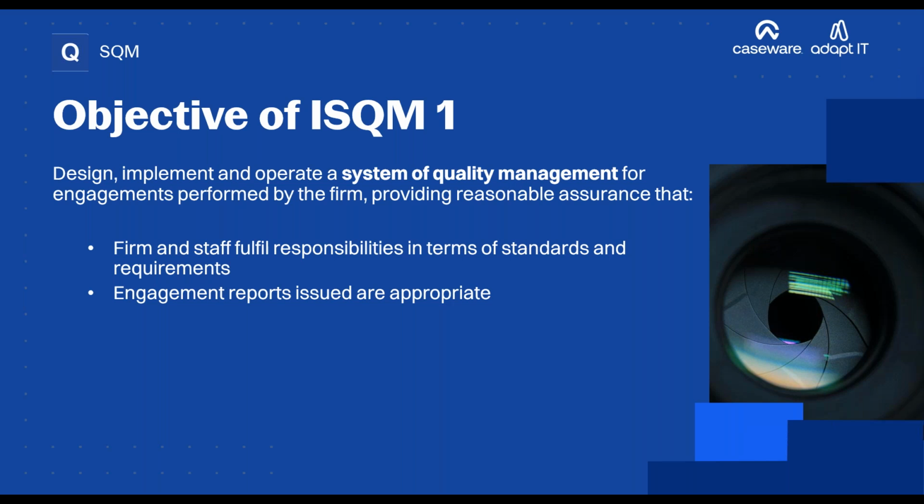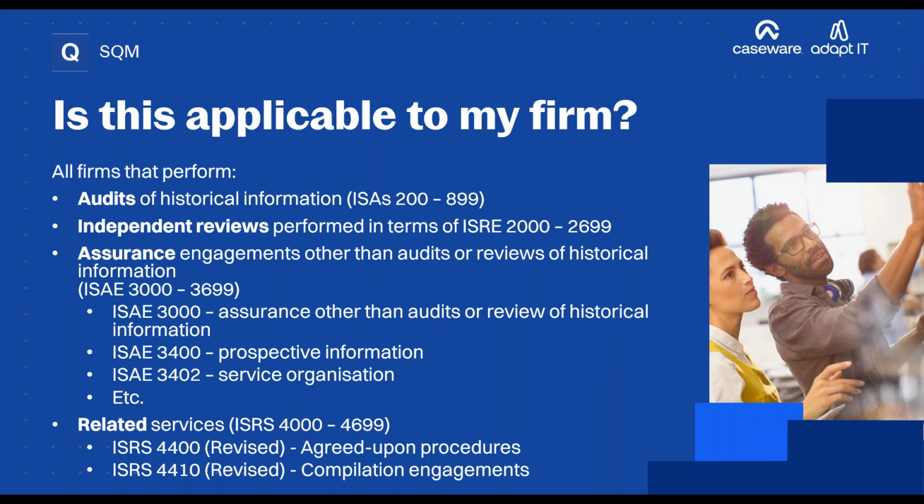But there's quite a lot that goes into the designing and the implementation, as most of you would have learned already. So just as a quick reminder, when is this applicable to my firm? The international standards were issued to say all audits, all firms or persons that perform audits must comply with the standard. If you do independent reviews, you must comply with the standard. And then ISQM 1 was also issued with assurance engagements, your ISAE 3000 suite of standards, and related services, which are mostly agreed-upon procedures and compilations.